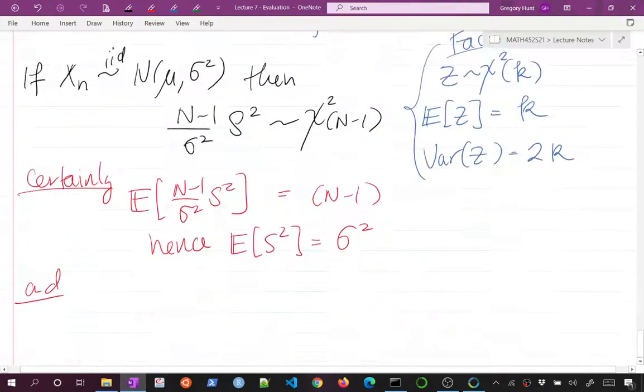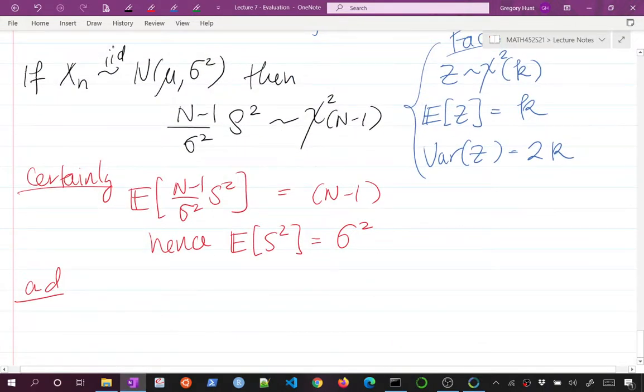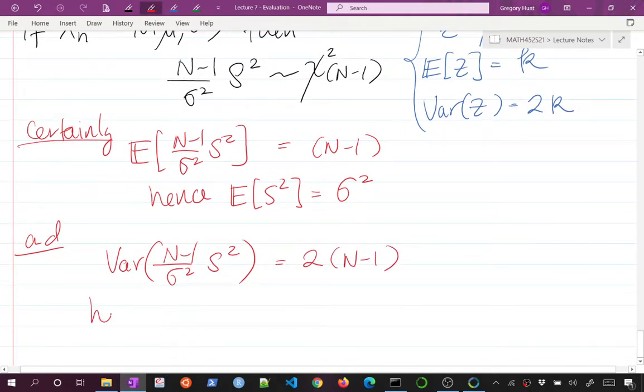And this is the whole reason why we have to assume that the data is normal to get this, because generally there's no formula for the variance of s squared. However, if we look at n minus 1 over sigma squared times s squared, this is a chi squared distribution with n minus 1 degrees of freedom. So we know that the variance of that is twice n minus 1. Hence, I can bring out the n minus 1 and the sigma squared. Of course, I have to square them.